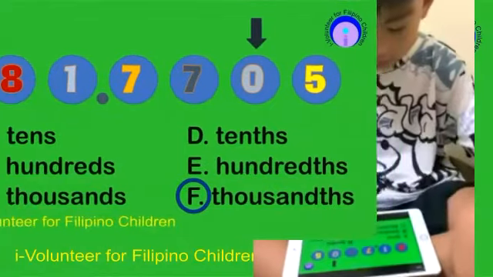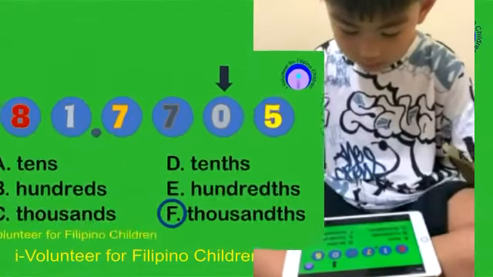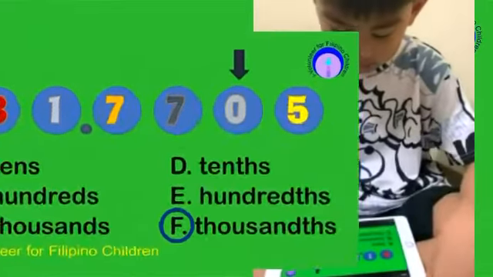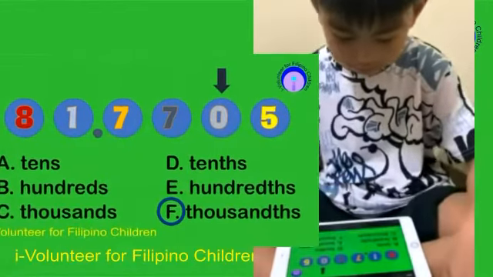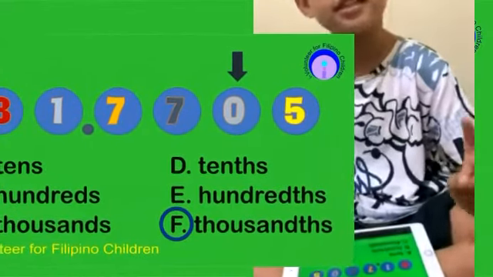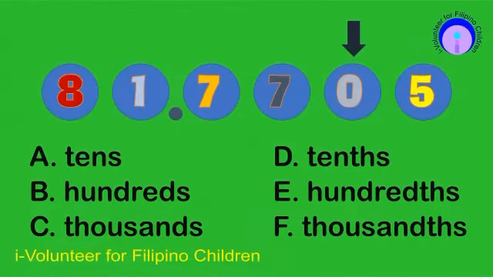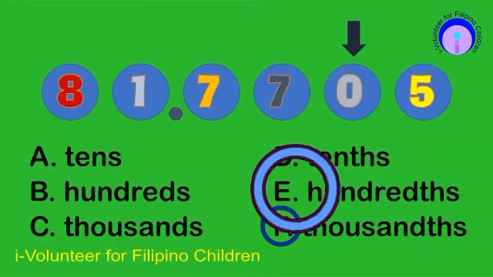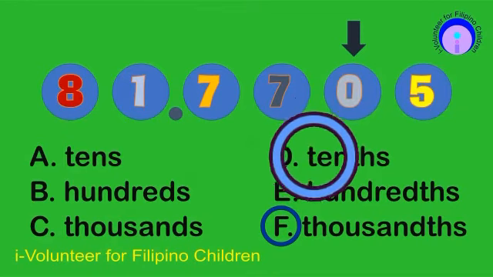The place value of 0 is F. Thousands. Both are correct. Digit 0 is in the thousands place. Letter F is the correct answer.